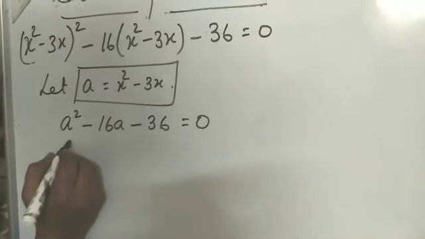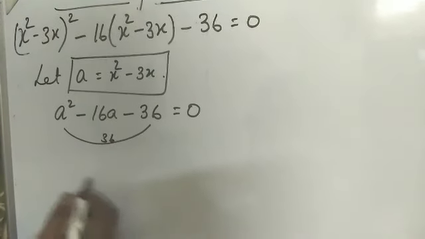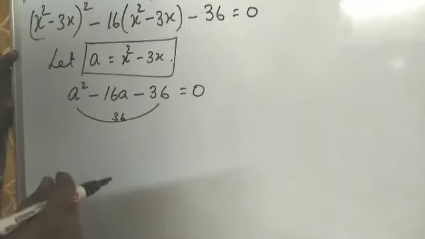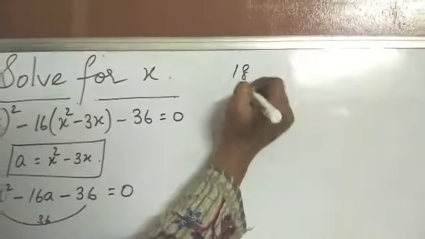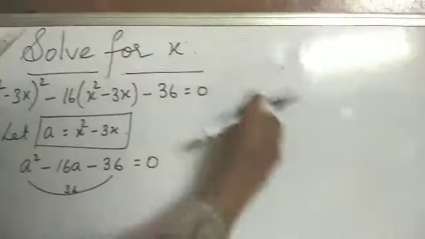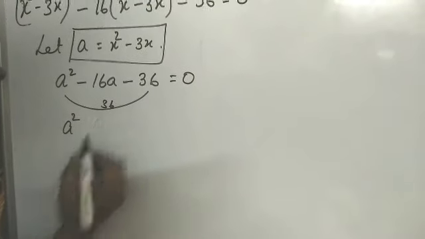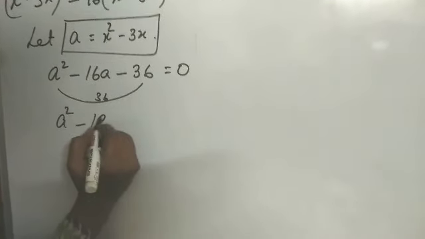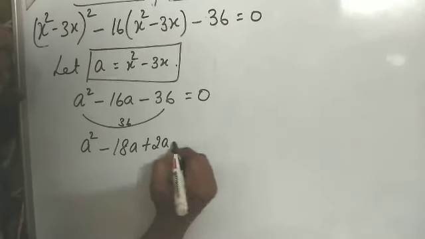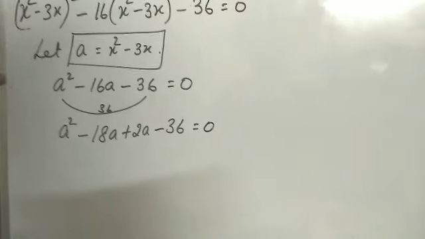Now, 1 into 36. Okay. So, 18 and 2s are 36. Okay. 18 minus 2, 16. I will write a squared minus 18a plus 2a minus 36 is equal to 0.